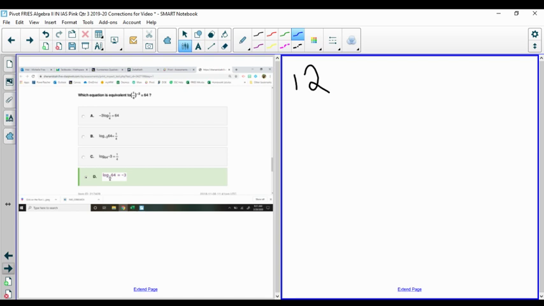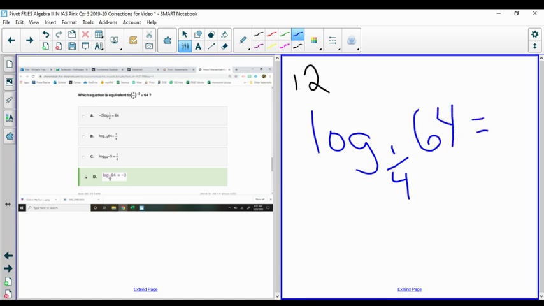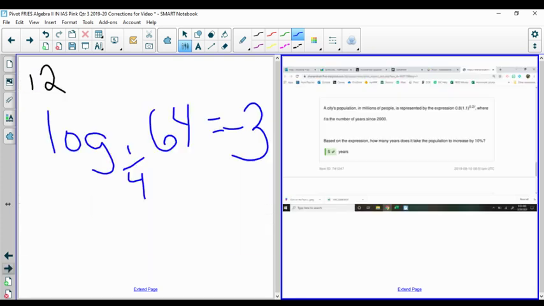Question number 12 is also converting the form. So we have a log. We're going to take a log. The base is the 1/4. The argument is the 64. And that tells us the exponent, which in this case is a -3. So that matches D.